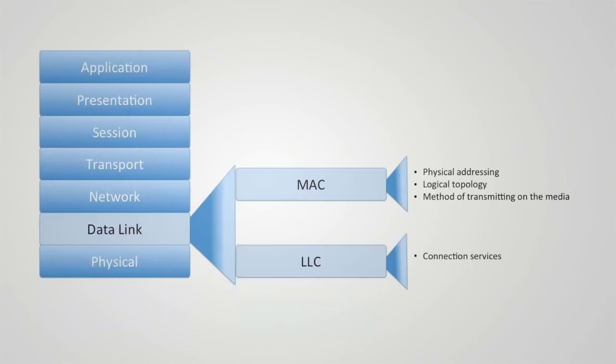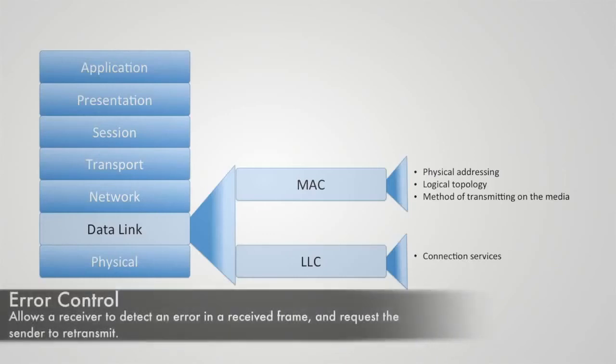Connection services is also concerned with error control. With error control, we can let the sender know that the data I expected to receive was not received, and you might want to retransmit it.